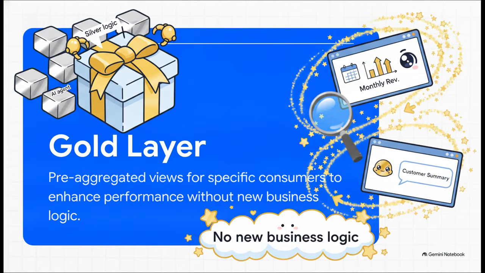And finally, the gold layer. This is the application phase. Think of gold views as perfectly packaging up that silver logic for whatever specific consumer needs it. So a BI dashboard might get a monthly revenue view, while an AI agent gets a customer summary view. The absolute golden rule here, pun intended, gold views never add new business logic. They just aggregate and reshape the silver views for top-tier performance.